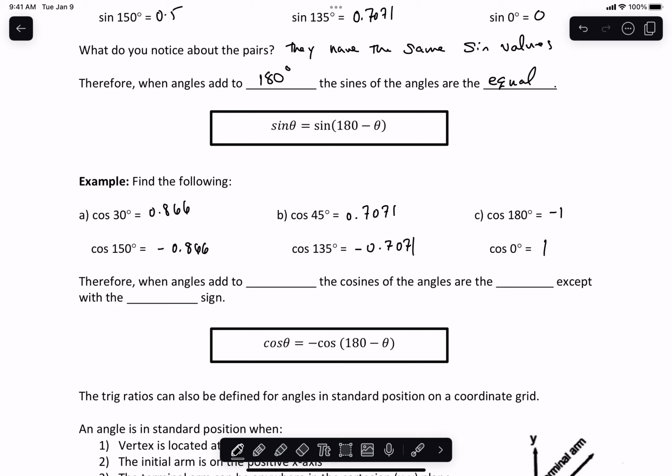So when the angles add to 180 degrees, the cosines of the angles are the same numerically, but their signs are opposite. And again, there's a little bit of an algebraic representation of that.